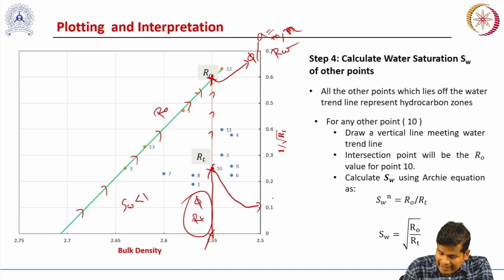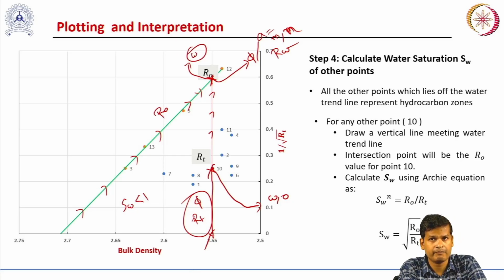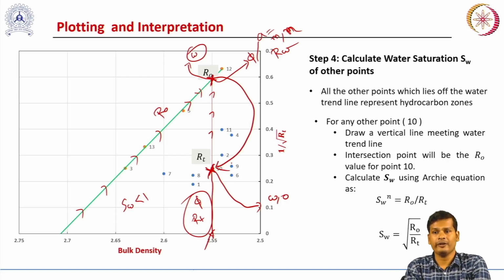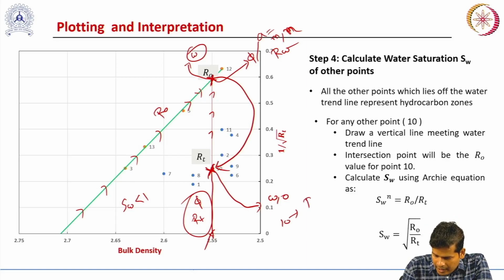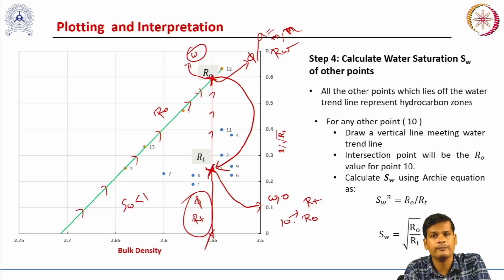The only thing is that here we have both water and oil, and when I move up and find this point on the water trend line, this has the same rock but now I have only water. That means oil at point 10 is replaced with formation water at this point. So the resistivity value of this point will be the RO value for point 10. Now for point 10 I have both RT as well as RO value. So I can calculate SW is equal to the square root of RO by RT, if I have the value of N, which is equal to 2 in this case.